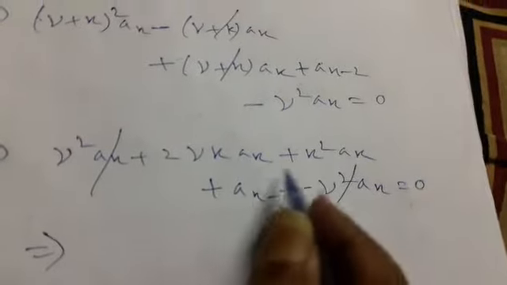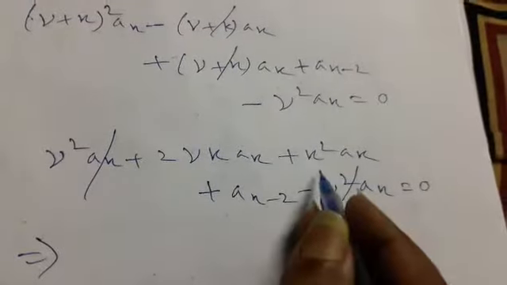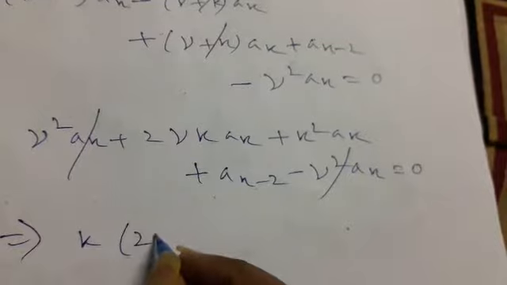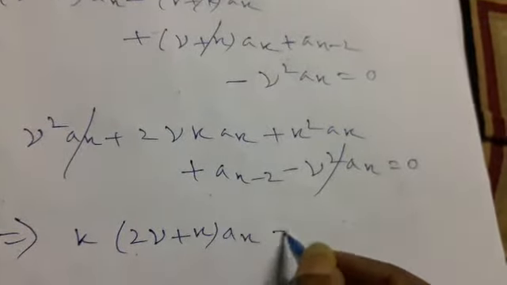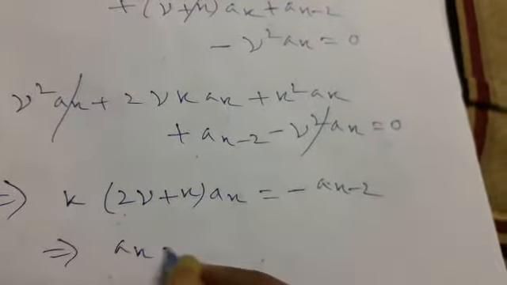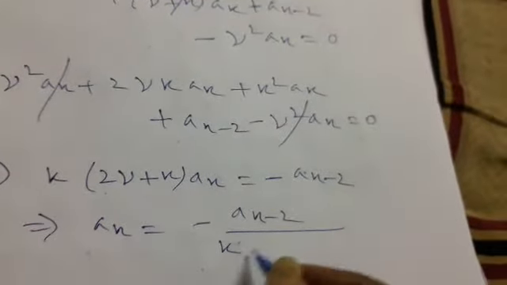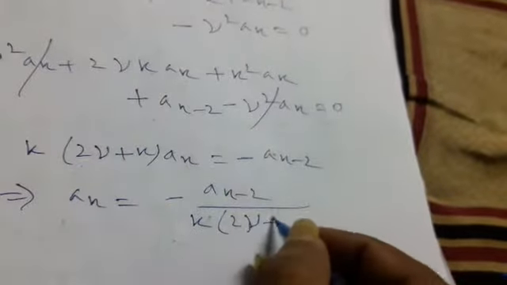So finally we find these terms like this. If we take k common, it will be k (2 gamma plus k) a k is equal to minus a k minus 2. So a k is equal to minus a k minus 2 divided by k (2 gamma plus k).